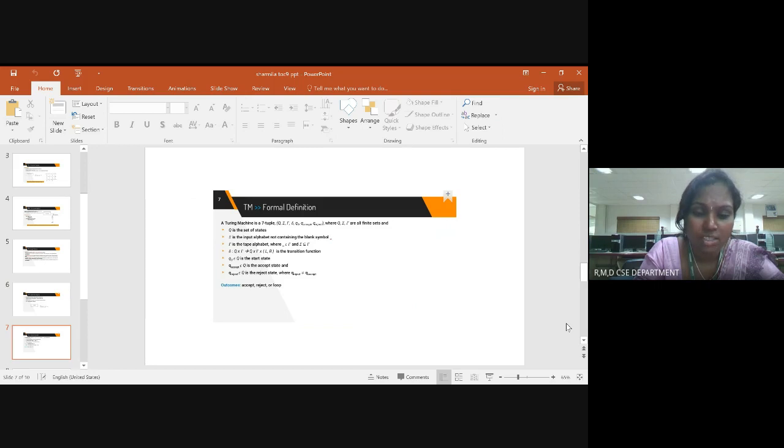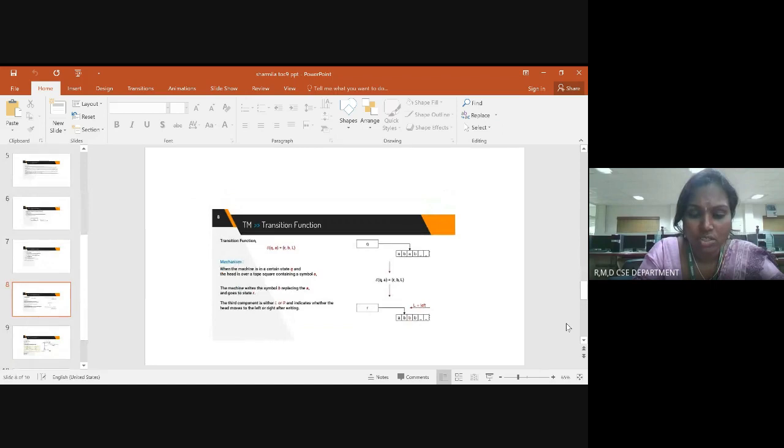And then Q naught is the start state. It is represented using an arrow mark. Q accept means it's the final state, where the condition is accepted. Q reject is also a final state, but the condition is rejected. Whether it is Q accept or Q reject, you will get an output. The outcome is accept, reject, or loop. So there are three outcomes. Maybe it will accept, maybe it will reject, maybe it will loop. So the Turing machine has seven tuples: Q, sigma, tau, del, Q naught, Q accept and Q reject.